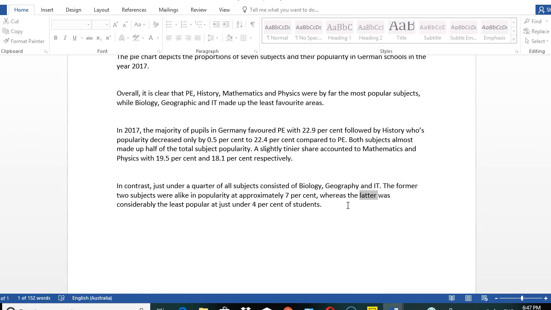Great use of reference words. Were alike in popularity, I wouldn't say alike. Alike is more about the features. If you refer to the quantity or amount of popularity, you can say the former two share the same amount of popularity at approximately this much, whereas the latter was considerably the least popular. If you say the least popular, you don't say considerably, because considerably is somehow comparative, while the least popular is superlative. It's absolutely the least popular, just under 4% of students.